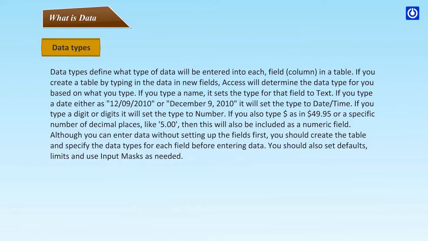If you also type a dollar sign, as in $49.95, or a specific number of decimal places, like 5.00, then this will also be included as a numeric field. Although you can enter data without setting up the fields first, you should create the table and specify the data types for each field before entering data. You should also set defaults, limits, and use input masks as needed.